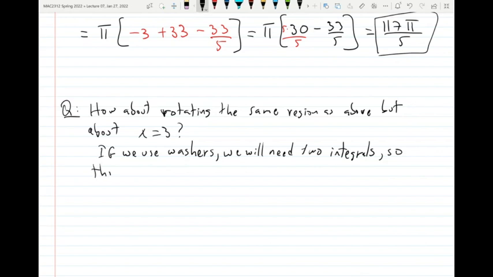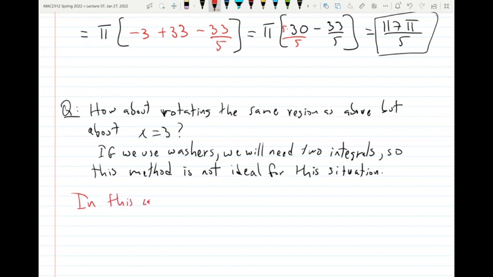So this method is not ideal for this situation. It was ideal before, but it's not ideal now. I don't want to say it doesn't work. It works, but it's not ideal for this situation. So in this case, we can use another idea or another method, and that method is called cylindrical shells.